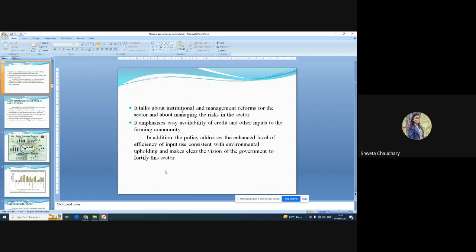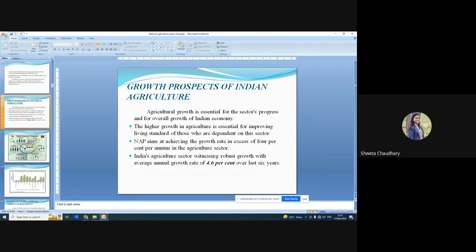Then it talks about institutional and management reforms for the sector and about managing risk. Means if the farmer is undertaking agriculture, there are various risks attached because agriculture depends basically upon climatic factors. So how to avoid this risk, what steps the farmer can take, how the government can help by providing which type of institutional support and managerial support. This is all to be done by the National Agricultural Policy.